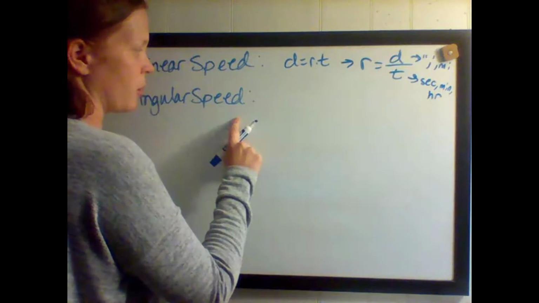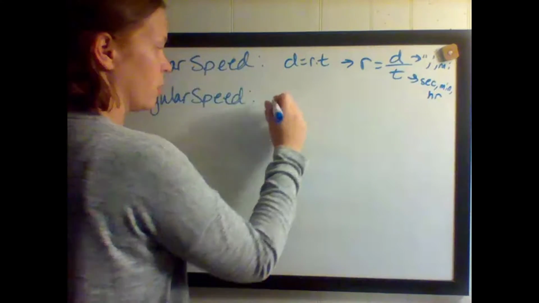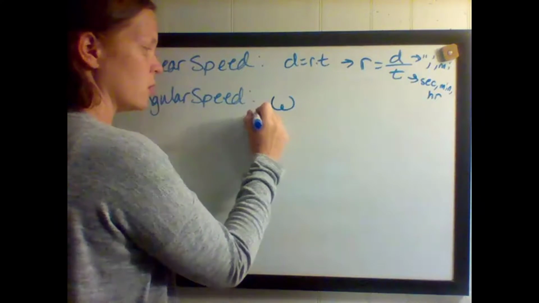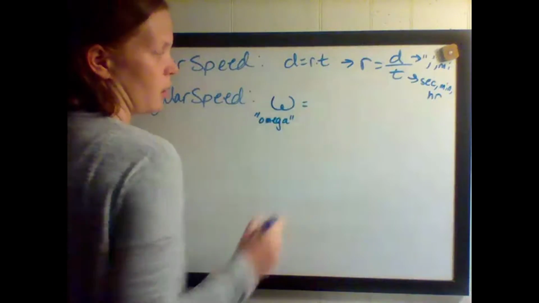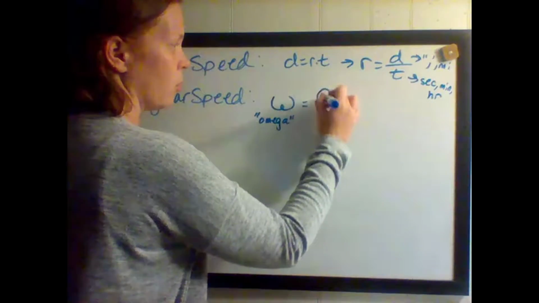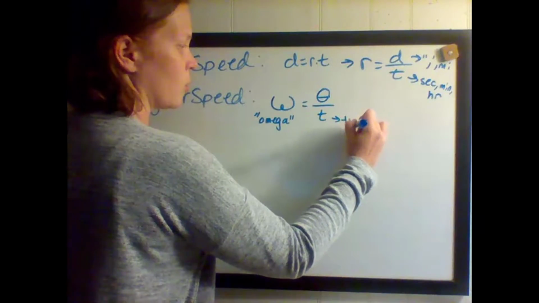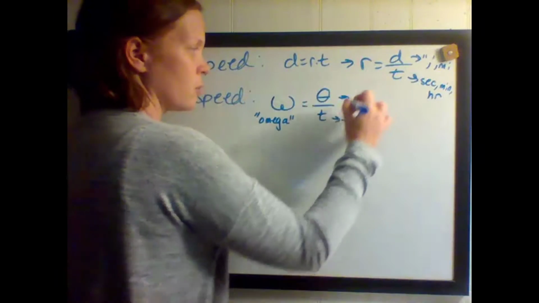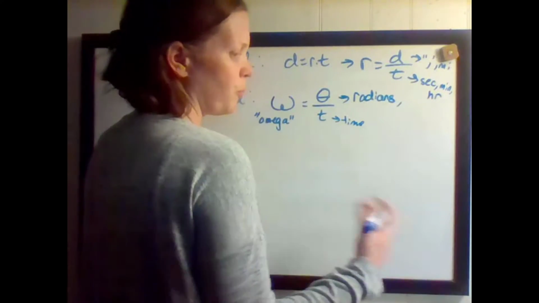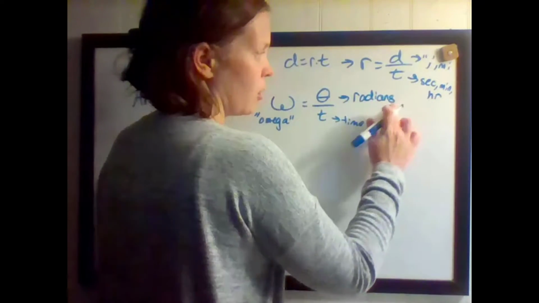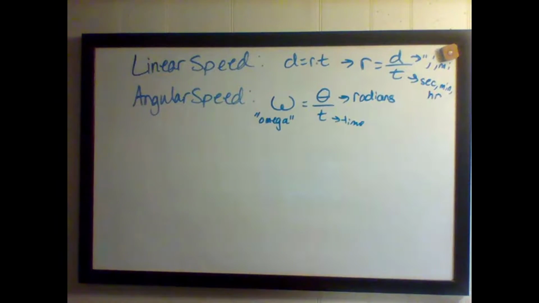Versus angular speed, now the formula for this, a lot of times we use the Greek letter omega. Omega is equal to theta divided by t, so t is still time, our normal times, but the angle, this is going to be in radians. How many radians, or how far in radians we are going to get in a circular motion.